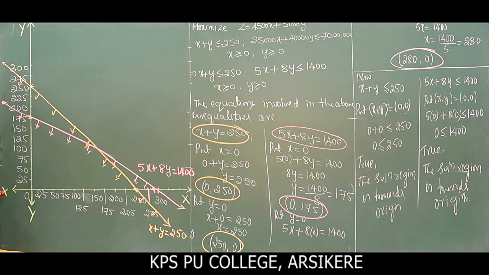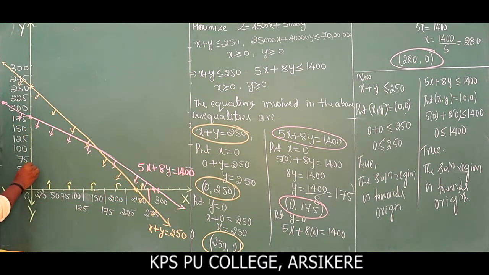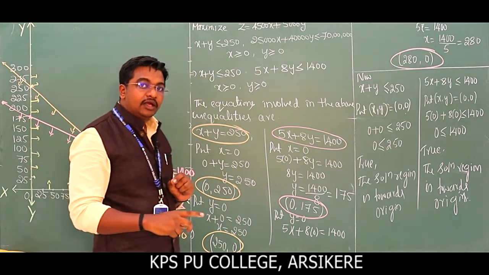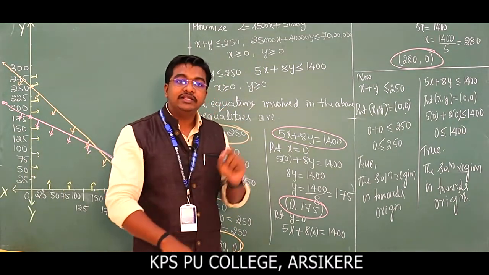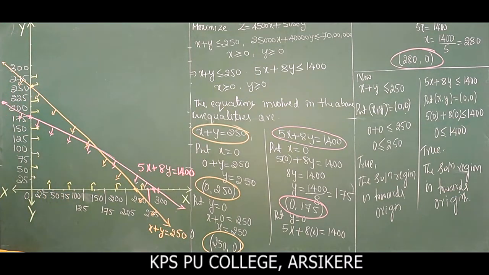Okay. So what is the next step? We have to draw the non-negative constraints, y greater than or equal to 0 and x greater than or equal to 0. Now determine the common region determined by all the constraints, including the non-negative constraints. That region is what we call the feasible region. Just observe the region here.